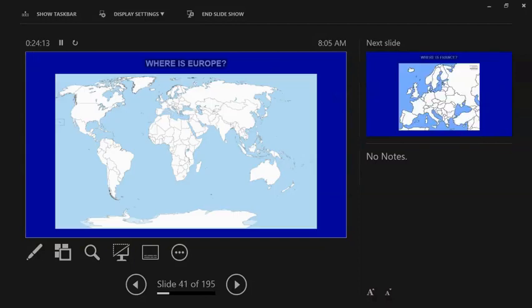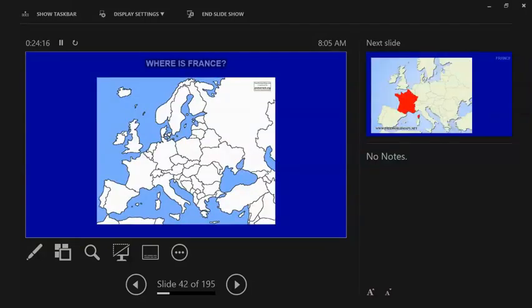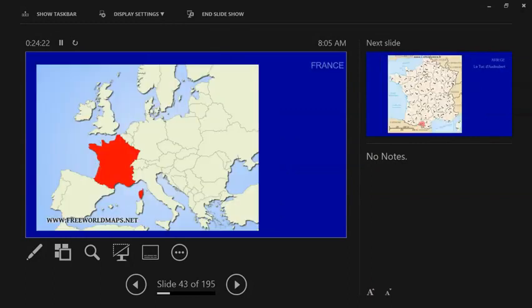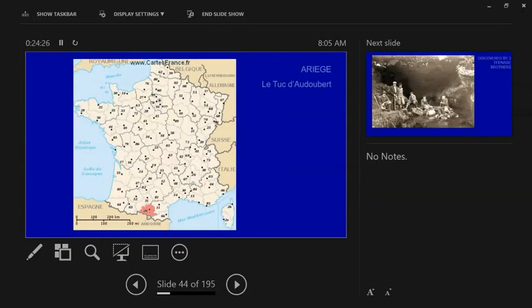Now we're going back to Europe, and we're going to look for France. Which one is France? Yes, it's the big one to the left. Yes, it's the red one. All right. And we're going to go down to the southern part of France next to Spain.